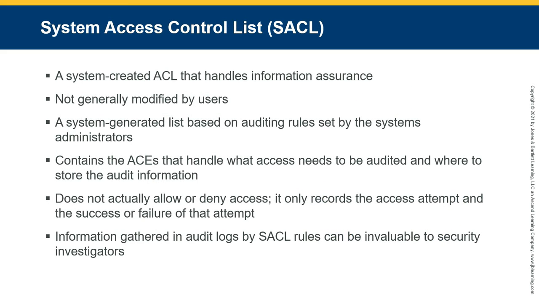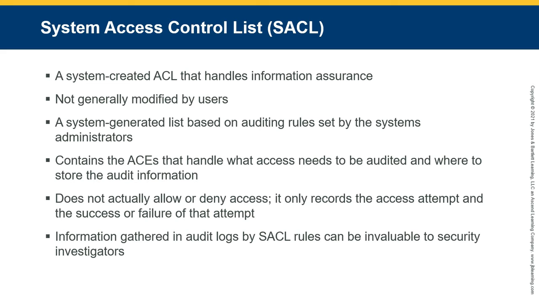System access control list. A system-created ACL that handles information assurance. Not generally modified by users. A system-generated list based on audit rules set by the systems administrator. It contains what access needs to be audited and where it is stored. It does not actually allow or deny access.